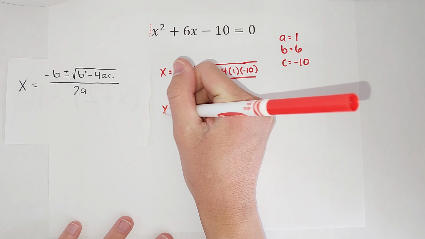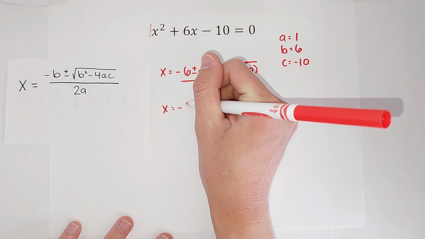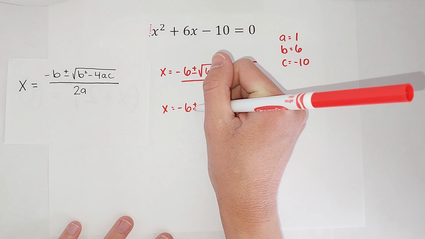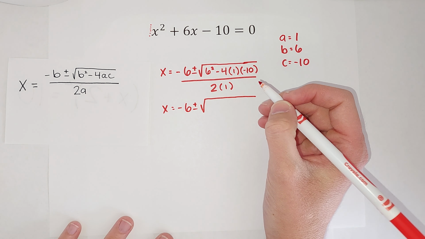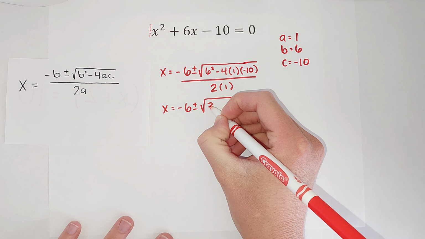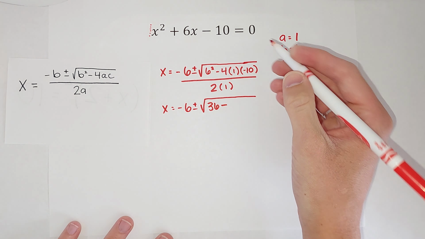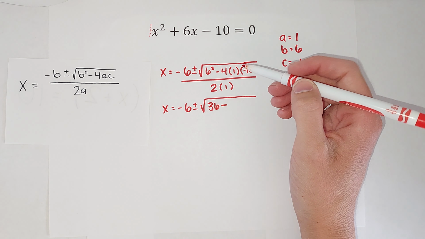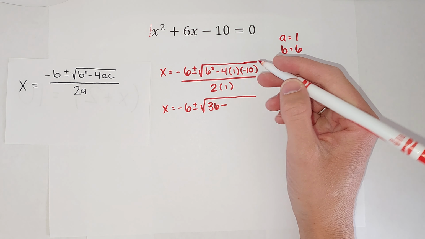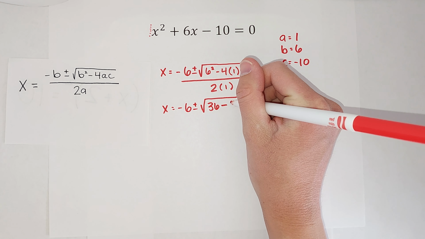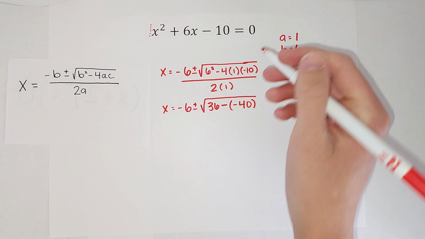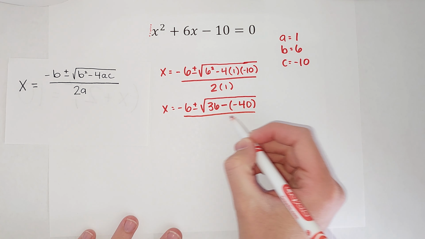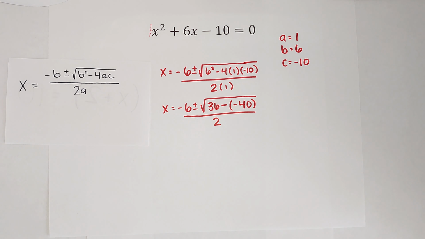So x equals, we're going to have negative 6 plus or minus the square root of 6 times 6, 6 squared is 36, right? Minus 4 times 1 is just 4. 4 times a negative 10 is going to give me negative 40. So we're going to have minus a negative 40, okay? All over 2 times 1, which just gives me 2. Looks a little better, kind of, but not really.